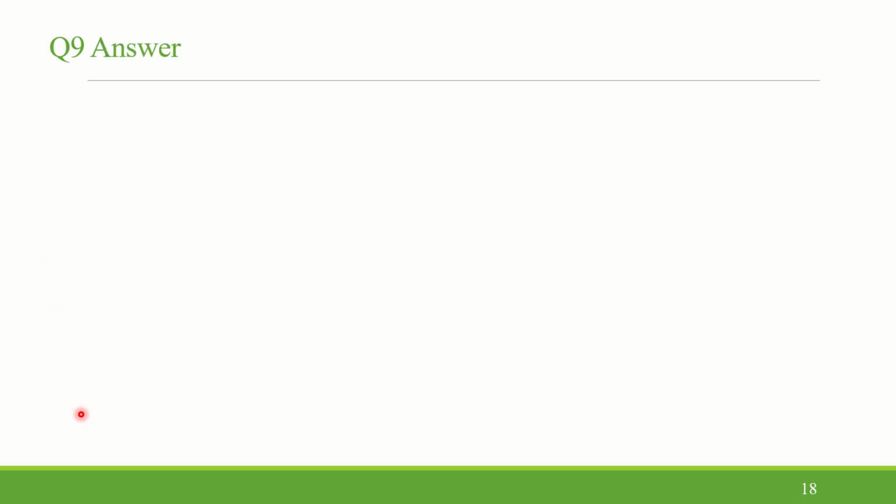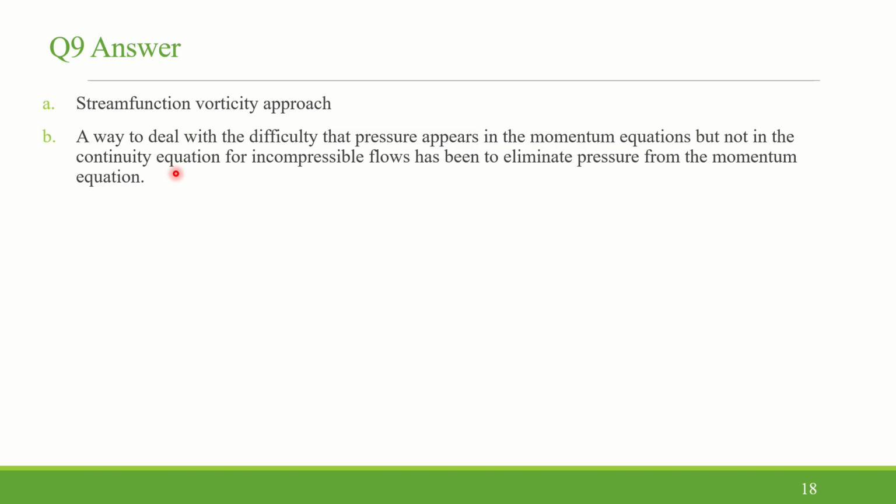Now we will go to question 10. Okay, question 9 we have a simple thing. So it is about stream function vorticity approach. In stream function vorticity approach, it is a way to deal with the difficulty that pressure appears in the momentum equations but not in the continuity equations for incompressible flows, has been to eliminate pressure from the momentum equation.